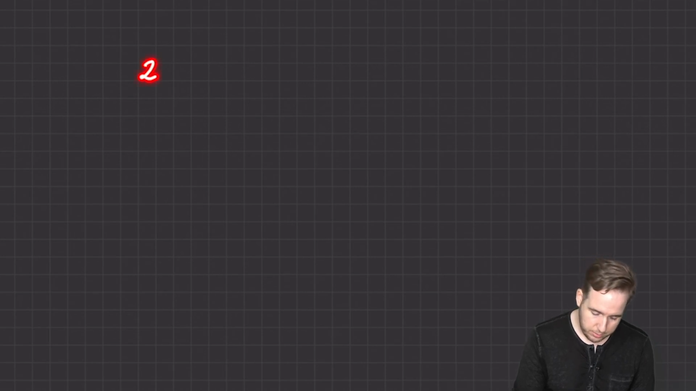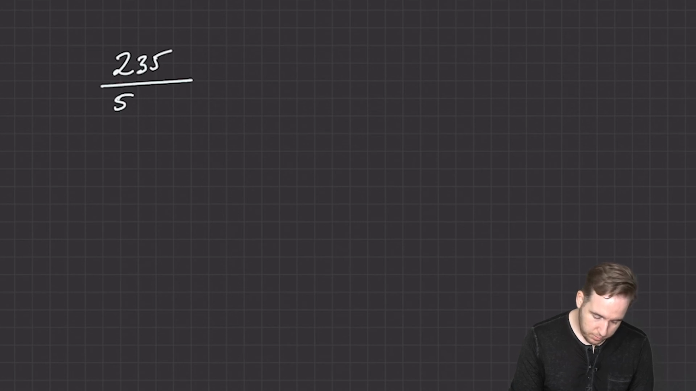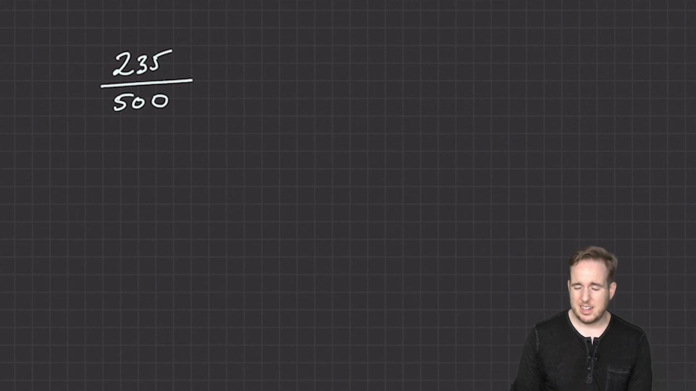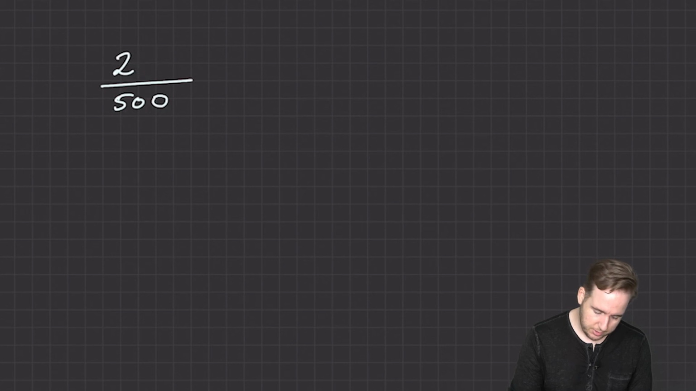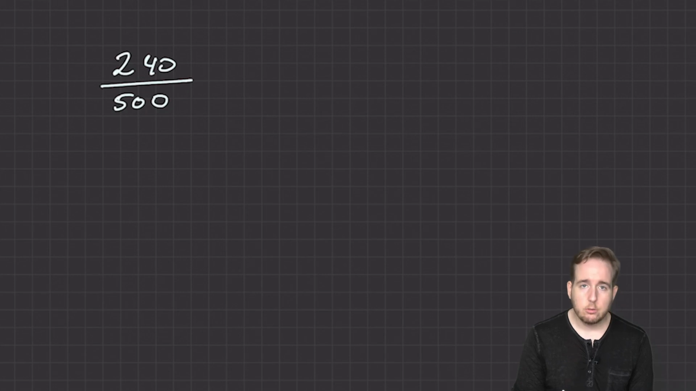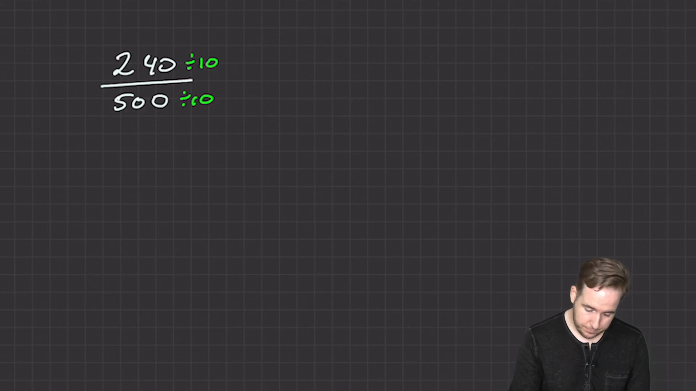So let's actually write with a pen. 235 over 500. I don't know ahead of time how this is. Give me something that is more likely to turn out a little nicer. Let's do 240. Okay, now I could go look for the biggest number, but I think it is better to just take the numbers that you see. So I do know that I can divide them both by 10. That's easy.